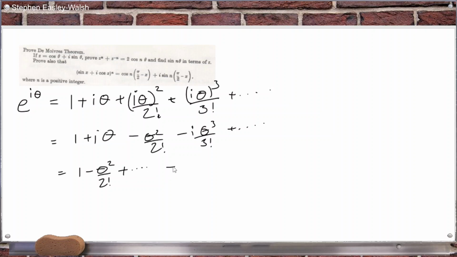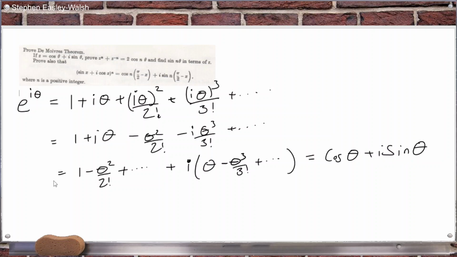And then if you take the i out of all the imaginary terms, you get θ minus θ³ over 3 factorial, etc. And what you notice is that this first series here is for cos θ, and the second series is for i sin θ. So that means e^(iθ) is equal to cos θ plus i sin θ.